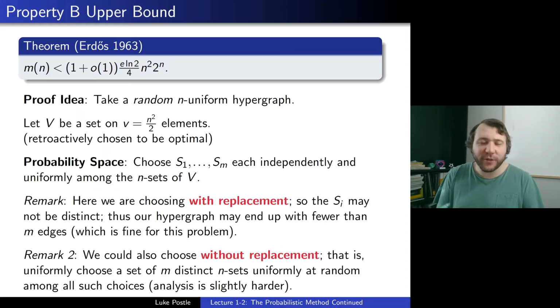There is an alternate way to do it, which is without replacement. That's equivalent to saying that uniformly you choose a set of m distinct, keyword distinct there, n-sets.